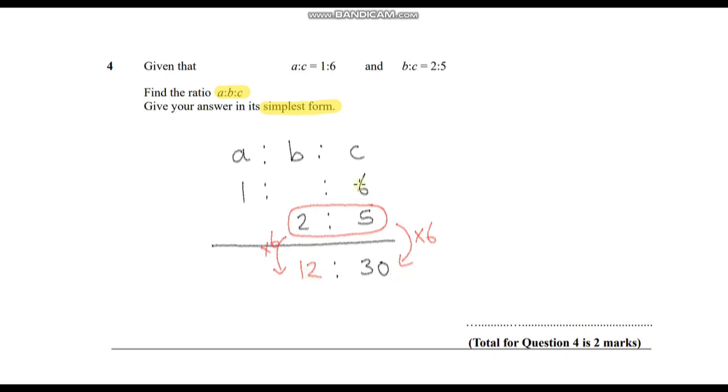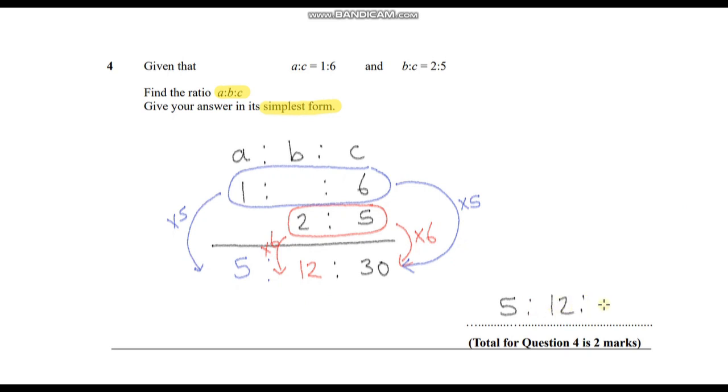And now we do exactly the same for the ratio a to c. So 1 to 6 is something to 30. And again, what did I do to go from 6 to 30? Well, I multiplied by 5. So I need to do exactly the same to a. I need to times by 5. And 1 times 5 is 5. So we have got our ratio a to b to c is 5 to 12 to 30, and this is already in its simplest form. So we can write that down as our answer. 5 to 12 to 30.